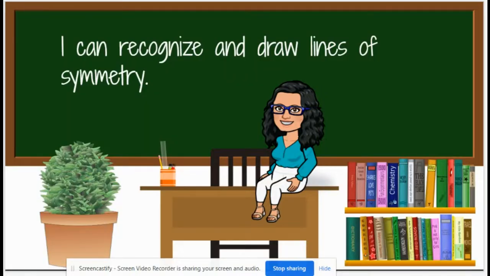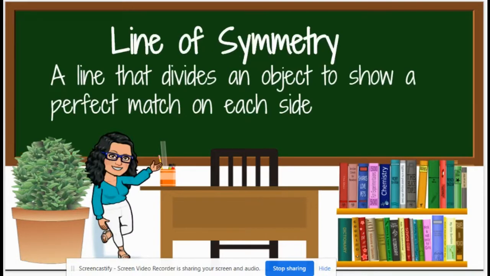Our I can statement today is I can recognize and draw lines of symmetry. A line of symmetry is a line that divides an object to show a perfect match on each side. You draw the line either vertically down through the center of the object or horizontally through the center of the object.